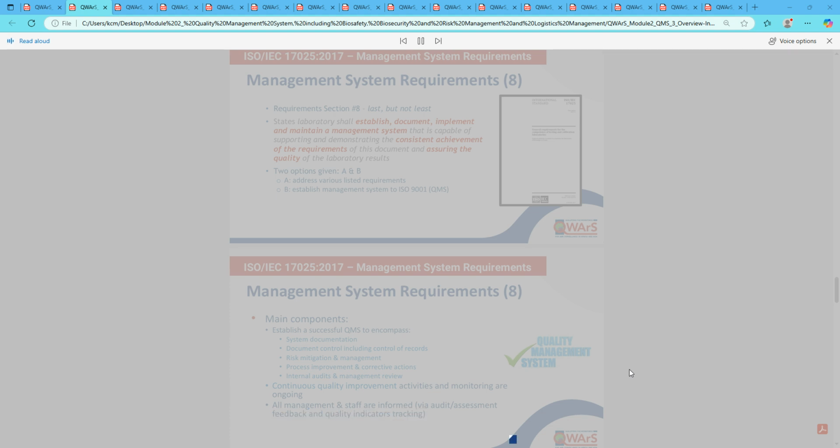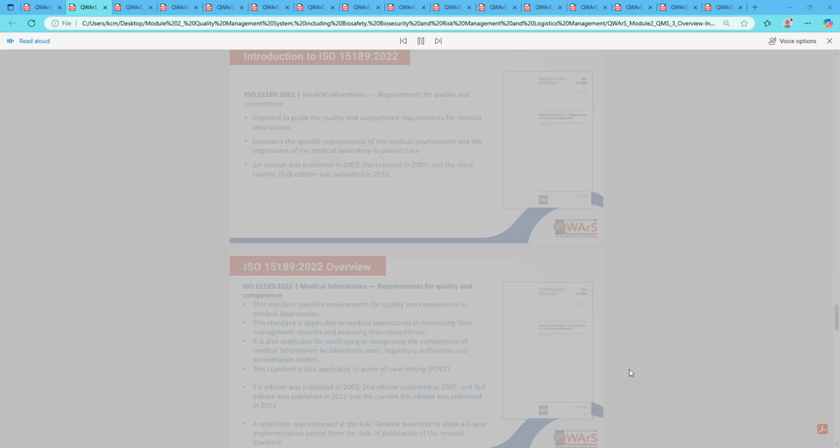18. Introduction to ISO 15189:2012, Medical Laboratories Requirements for Quality and Competence. It is intended to guide the quality and competence requirements for medical laboratories, and considers the specific requirements of the medical environment and the importance of the medical laboratory to patient care. The first version was published in 2003, then revised in 2007, and the third edition was published in 2012.